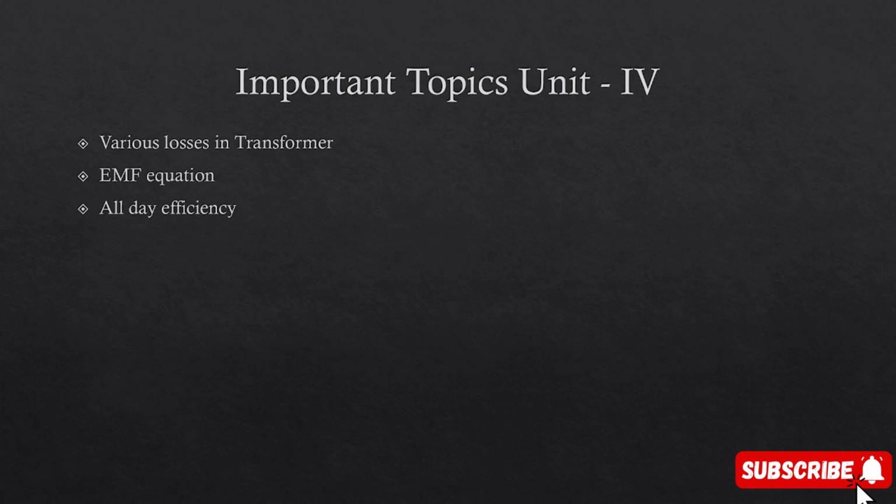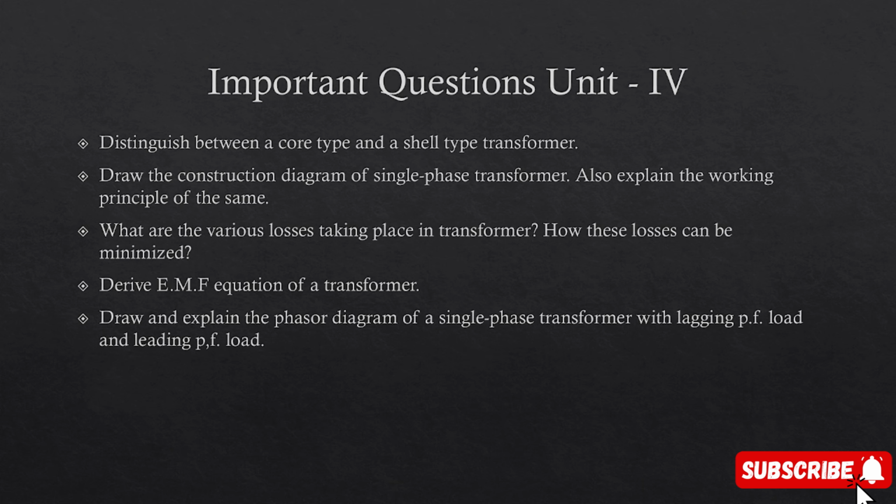So again, coming into the important unit four, this is the most easiest unit you have in this whole electrical machines. So various losses in the transformers, basically there are two or three losses in this: hysteresis loss, eddy current losses, so iron losses. You can also answer it like constant losses or variable losses. And you also have EMF equation, all day efficiency. Learn more about EMF equation of a transformer and all day efficiency. So you can learn this.